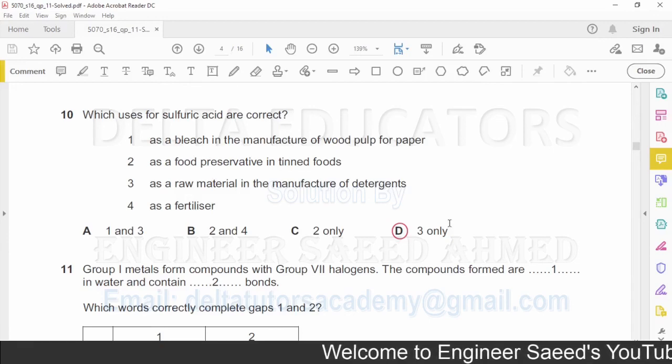Okay, now we have completed up to question number 10. The remaining part from 21 to 40 we will solve in the next session.